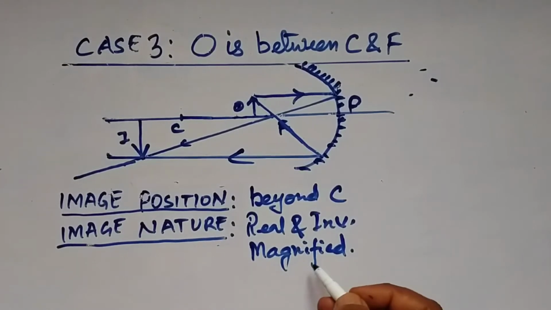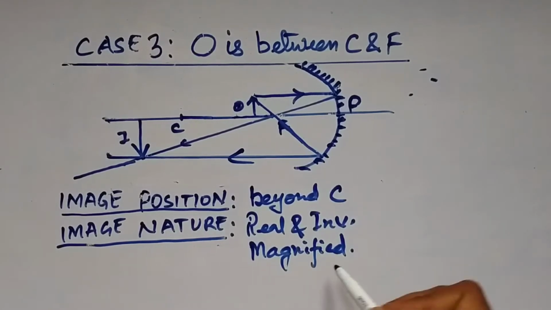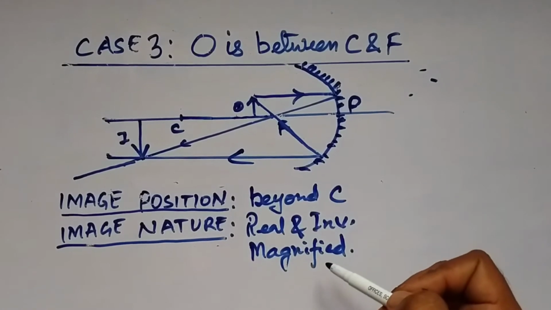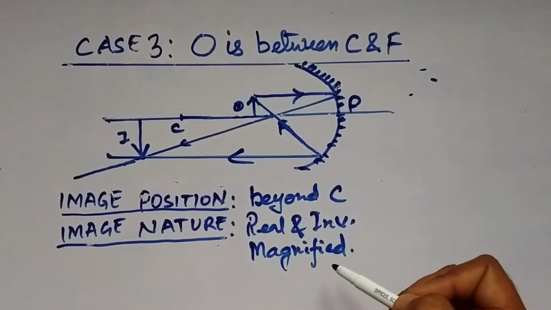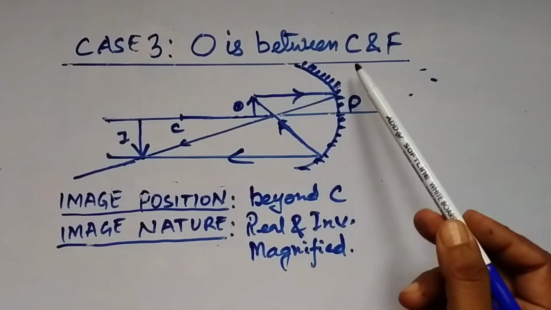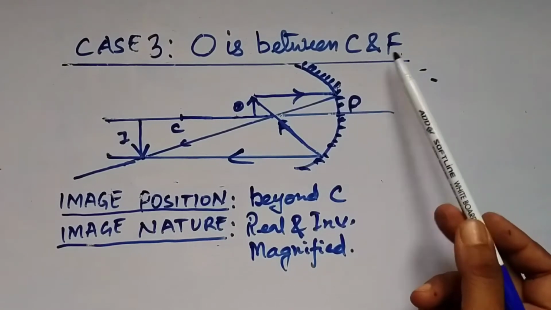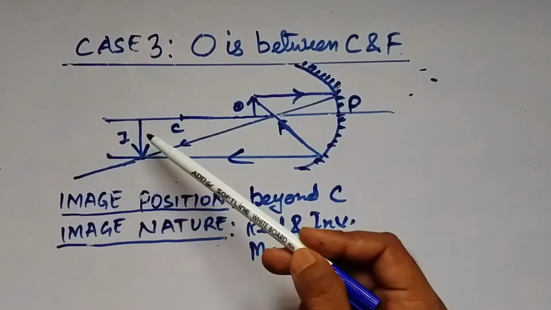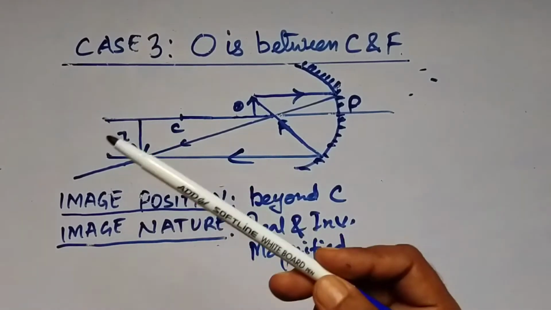In some books you will find it as enlarged also. So both are one and the same. Magnified and enlarged both mean that the height of the image formed is greater than the height of the object. So you have to remember, object between center of curvature and focus, the image formed will be beyond center of curvature and it is real, inverted and magnified.